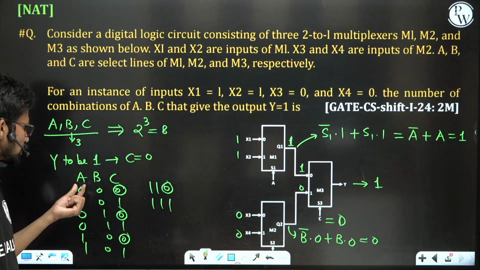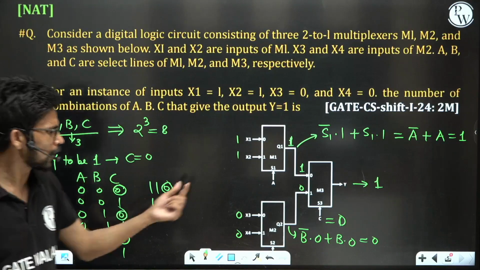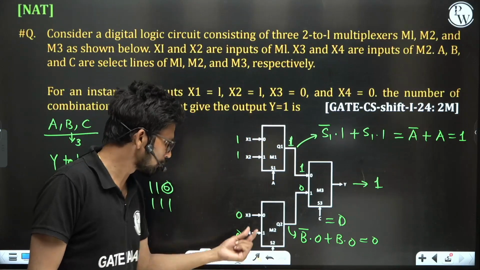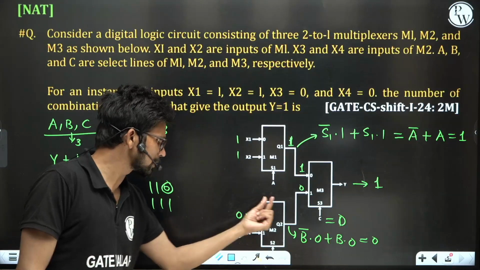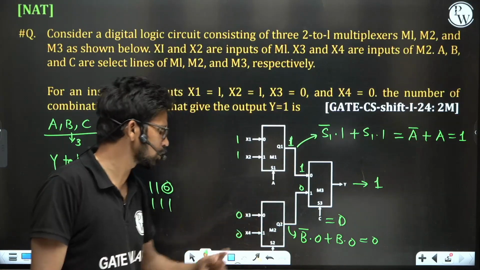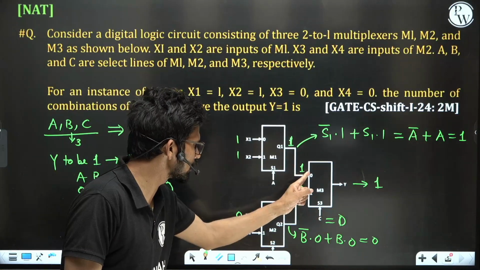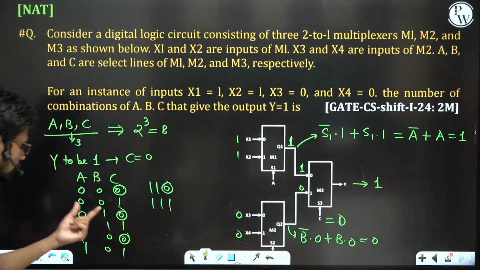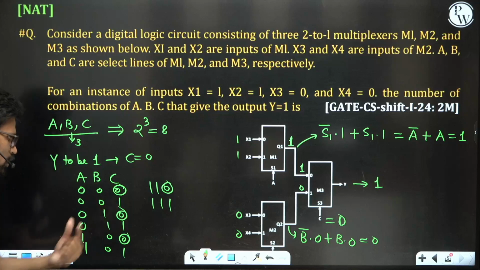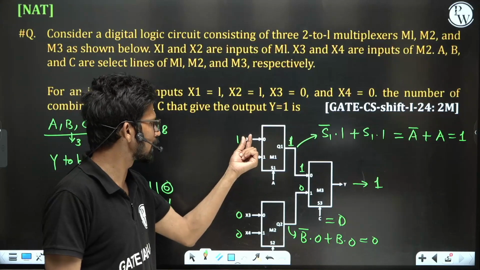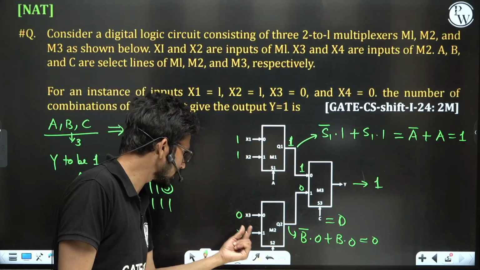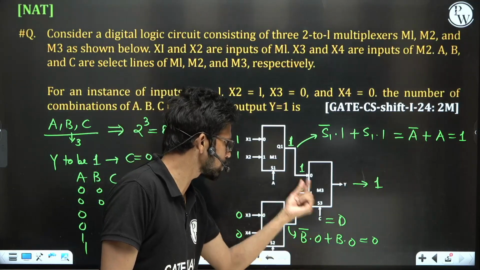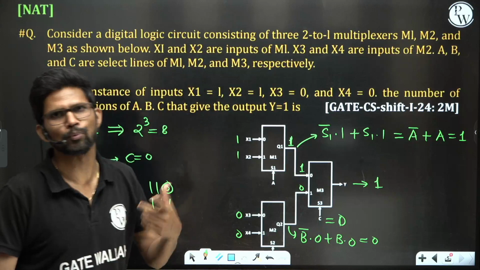You put A 0, B 0 and C 0. For A 0, x1 will be selected and this will be 1. For B 0, x3 will be selected and this will be 0. Here 1 and 0. And C is 0, so it will select I naught and 1 will be there at the output. For the combination 0 1 0, A is 0, it will select 1 from here. B is 1, it will select 0 from here, and this will be 1 and this will be 0, and C is 0 so this will select 1 from here, and output Y will be 1.